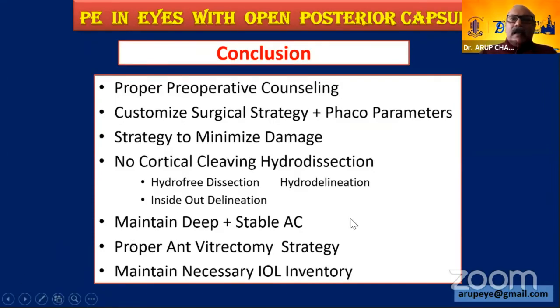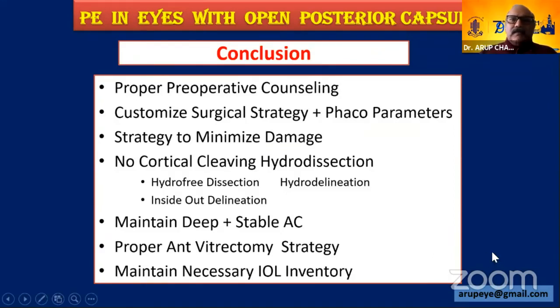Maintain a deep and stable anterior chamber at all stages. Do a proper anterior vitrectomy and maintain a necessary IOL inventory. Because it may not always be possible for you to keep the lens in the bag. And a single-piece hydrophobic acrylic should not go in the sulcus, so you should have a 3-piece design available with you. And in case you don't have it, you can keep the patient aphakic and take up the patient for a secondary implantation at a later stage.